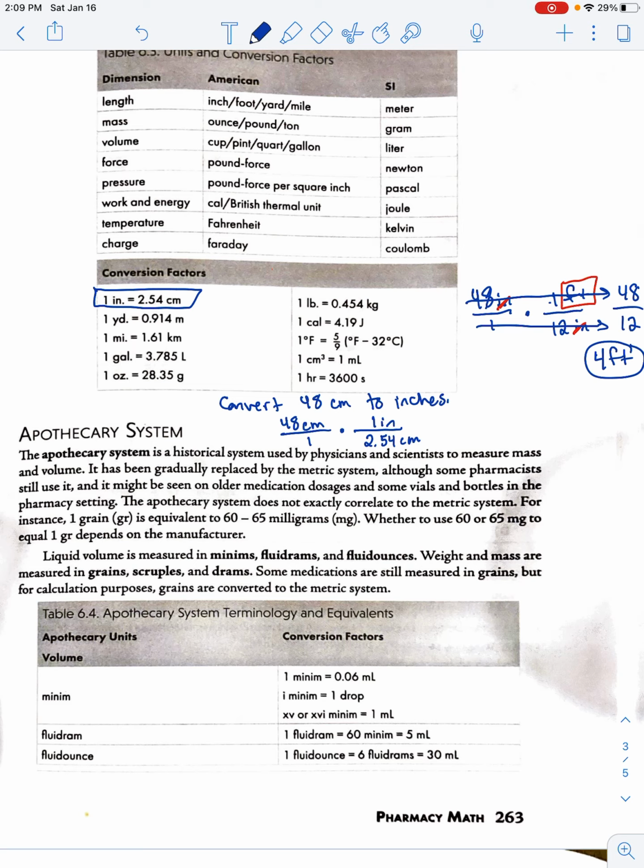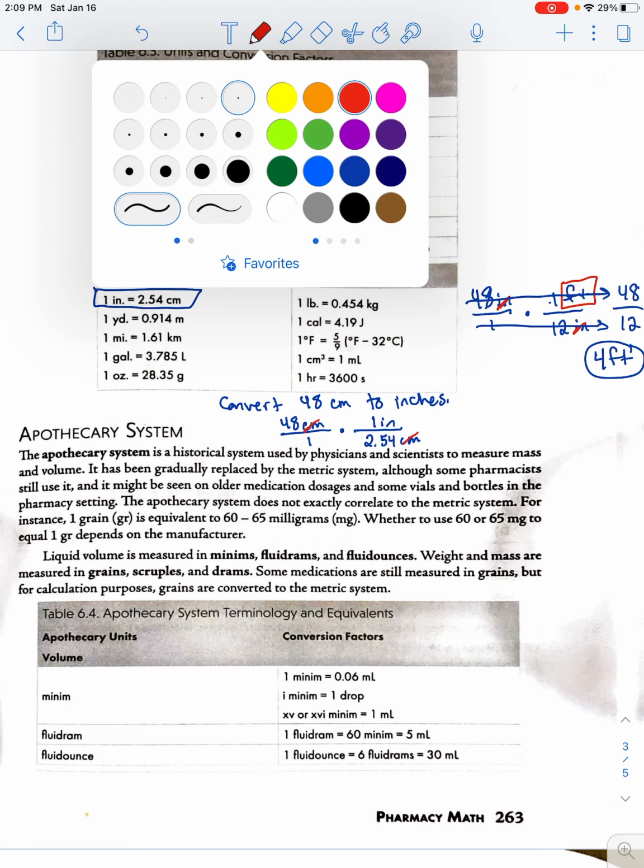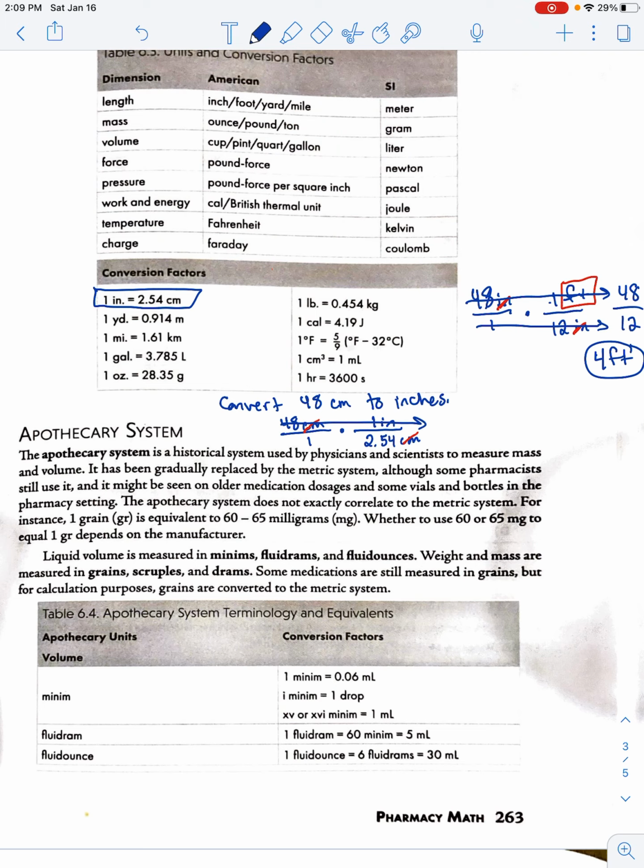Why would you write 2.54 centimeters at the bottom? Because we want the unit of centimeters to cancel out, and we want inches to remain. So we cancel centimeters and centimeters, and we multiply straight across. So 48 times 1 is 48. 1 times 2.54 is 2.54. And the unit that we have left is inches.